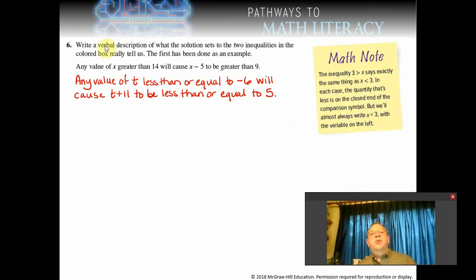Now write a verbal description of what the two inequalities in the colored box really tell us. The first has been done as an example. The inequality 3 bigger than x is exactly the same thing as x less than 3. In each case, the quantity that is less is on the closed end of the comparison symbol, but we'll almost always write x less than 3 with the variable to the left. It's certainly okay to do either way, and then switch them, just switch both numbers.